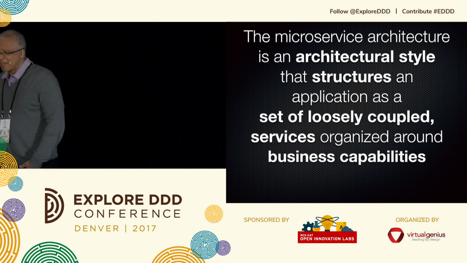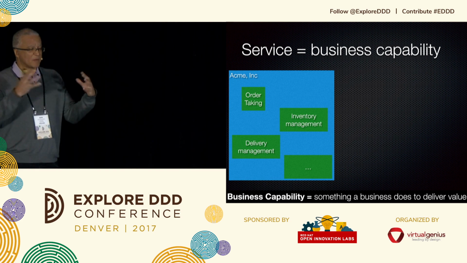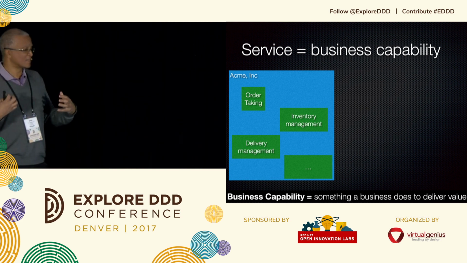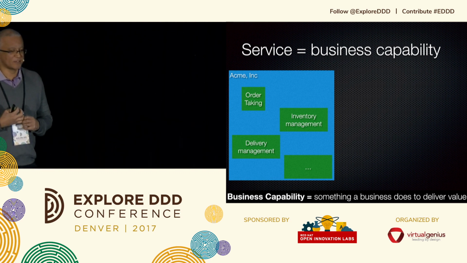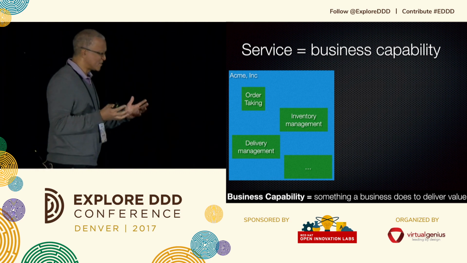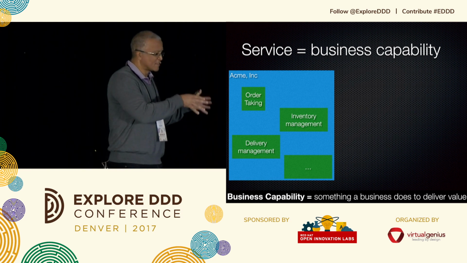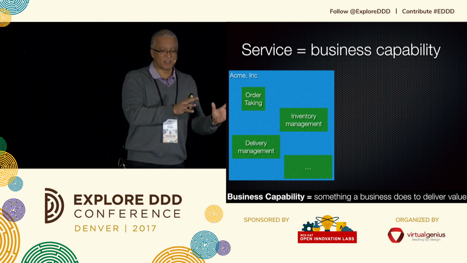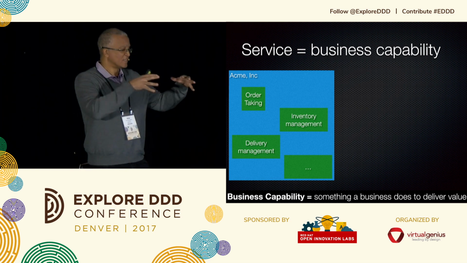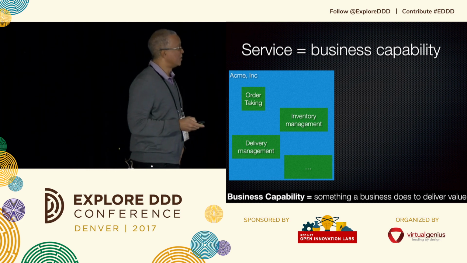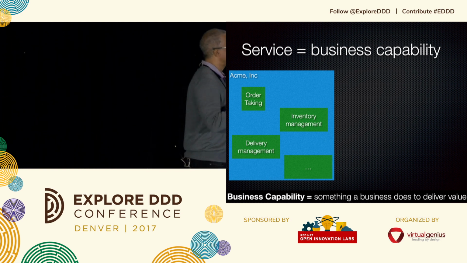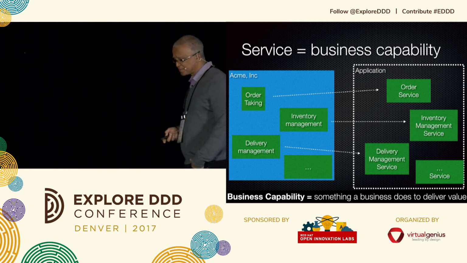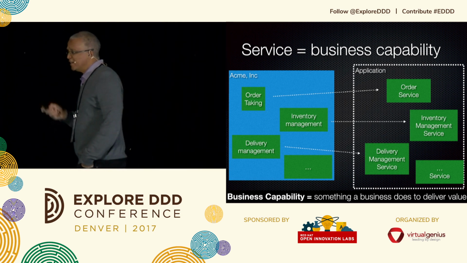So the idea of business capability is an important one. If you think about what a business does, it has a set of capabilities that deliver value. And each capability is often organized around a particular core business concept, like order, inventory, delivery, and so on. And you take those capabilities and map them into a corresponding set of services. So that's the idea.